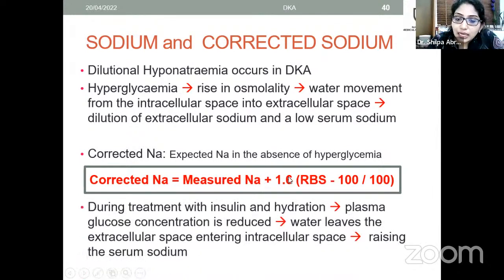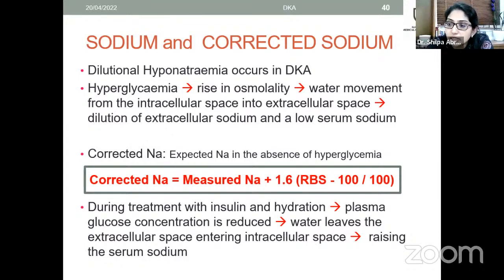You have to add to the measured sodium 1.6 times (RBS minus 100) by 100. That is, for every 100 rise in RBS, you multiply by 1.6 and add it to the measured sodium. During treatment with insulin and hydration, the plasma glucose concentration is reduced, so the hypoosmolality will be reduced. Now the water will start leaving the extracellular space and go back into the intracellular space. So this dilutional hyponatremia will get slowly corrected.